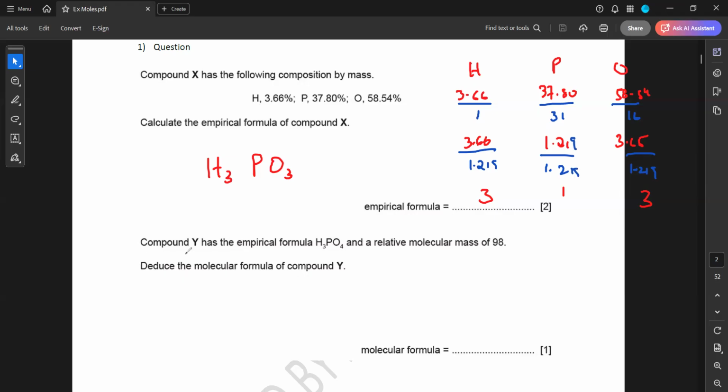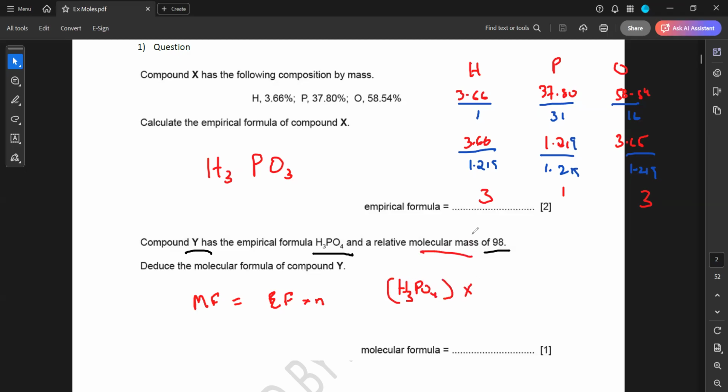The next one: compound Y has an empirical formula of H3PO4 and a relative molecular mass of 98. What is the molecular formula? How can we work out the molecular formula of a compound? The molecular formula of the compound is the empirical formula times N. And what is N? N is the molecular mass divided by the empirical mass. The empirical formula of the compound is H3PO4. Multiply by N.